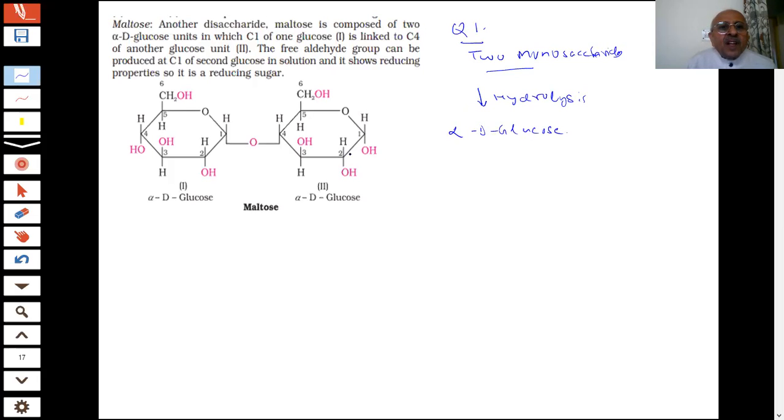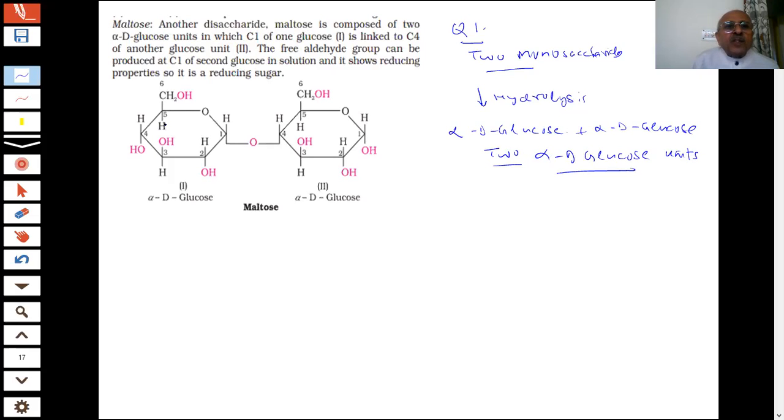As you can see, this is made from which? It is composed of two alpha D glucose units. Alpha D glucose plus alpha D glucose. It is composed of two, what two? Two alpha D glucose units.